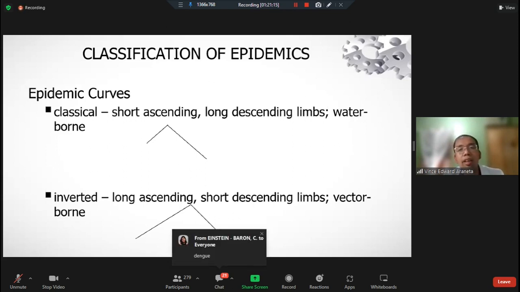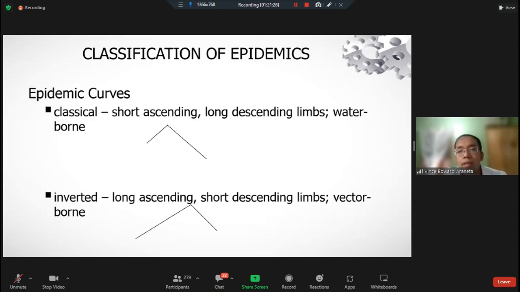Of course, dengue and all the mosquito-related diseases. Okay, and also Lyme disease, for example, by the tick, I think, and Japanese encephalitis even.